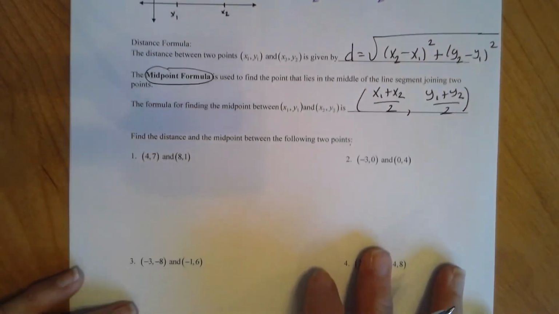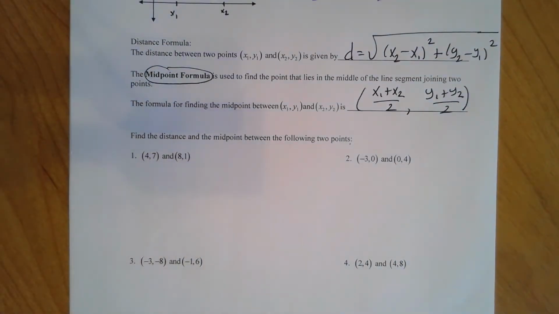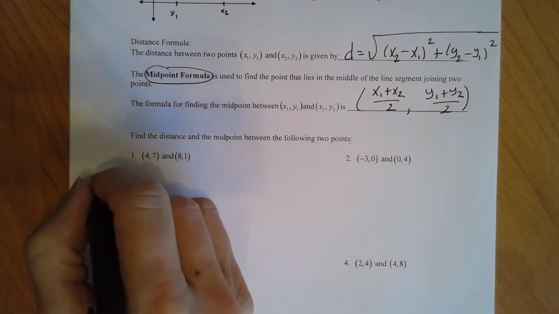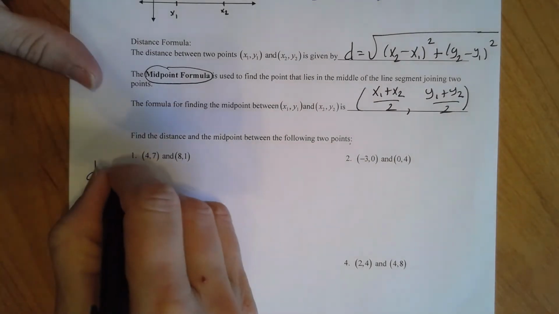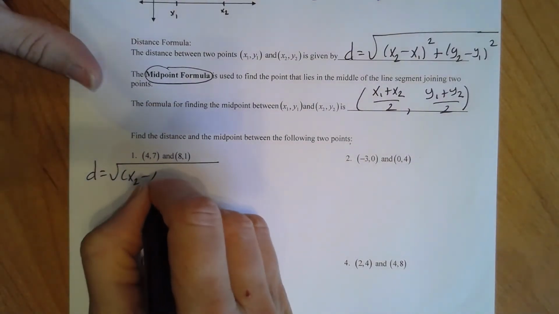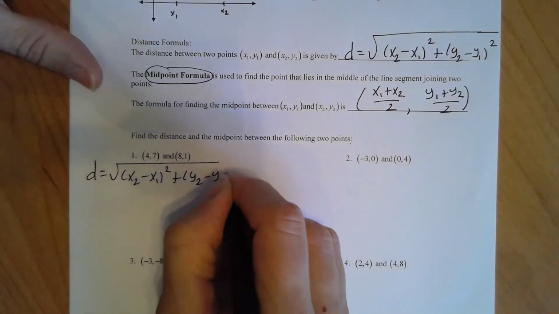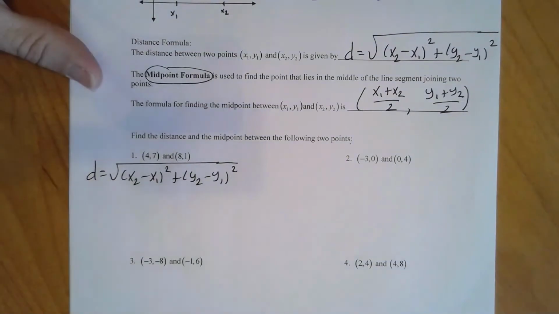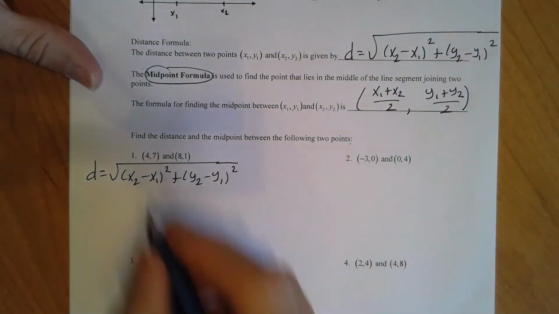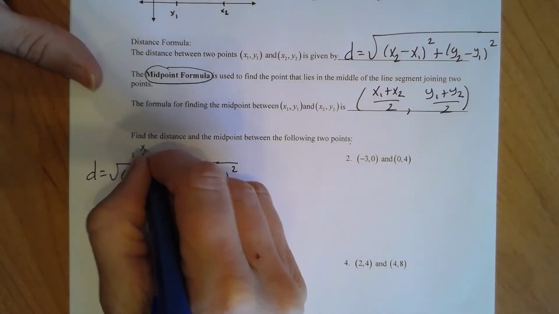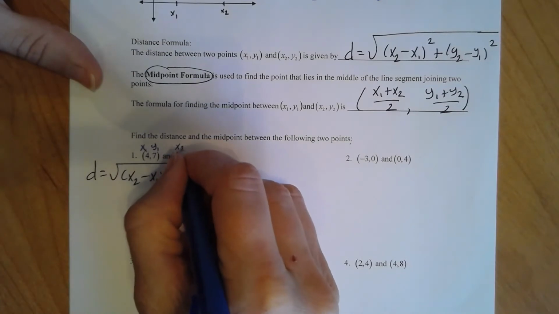So let's do some problems. Just find the distance and the midpoint. I would write the formula down every single time. So the distance is the square root of x2 minus x1 quantity squared plus y2 minus y1 quantity squared. I would also label my ordered pairs x1, y1, x2, y2.